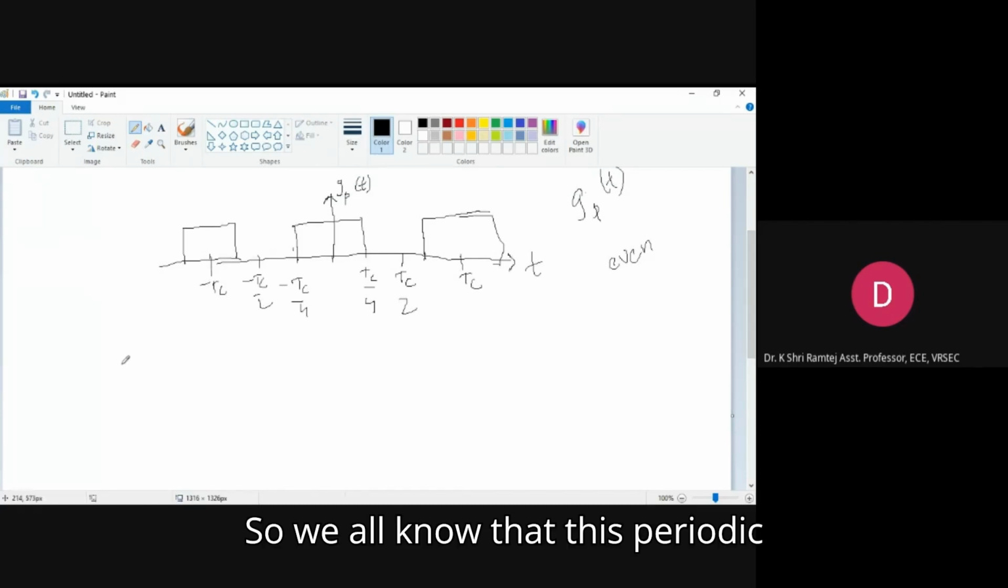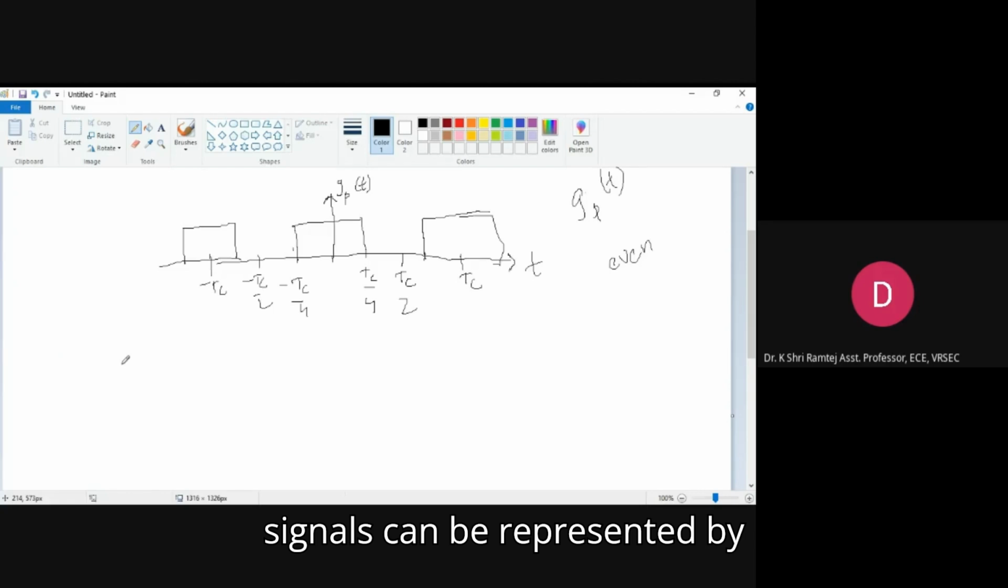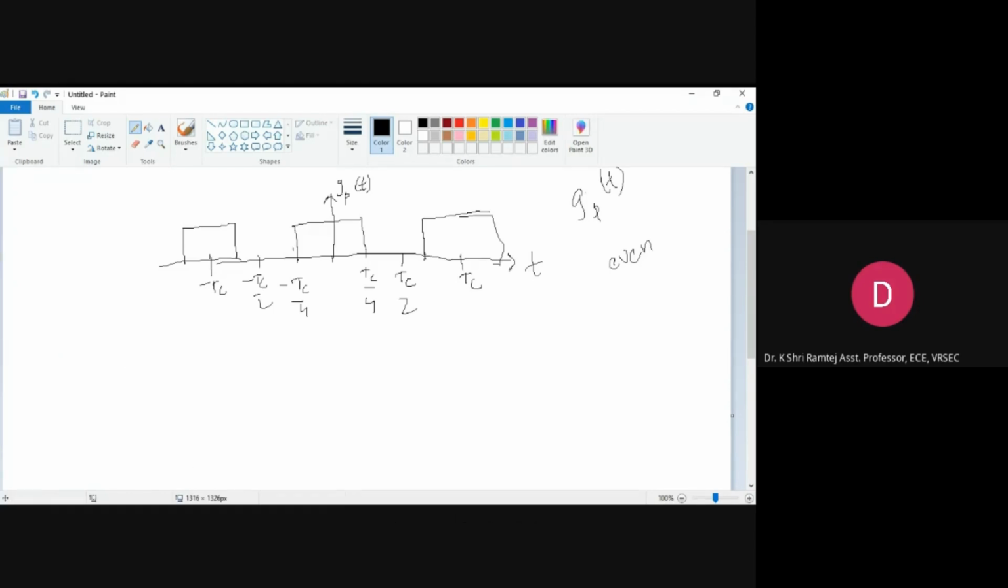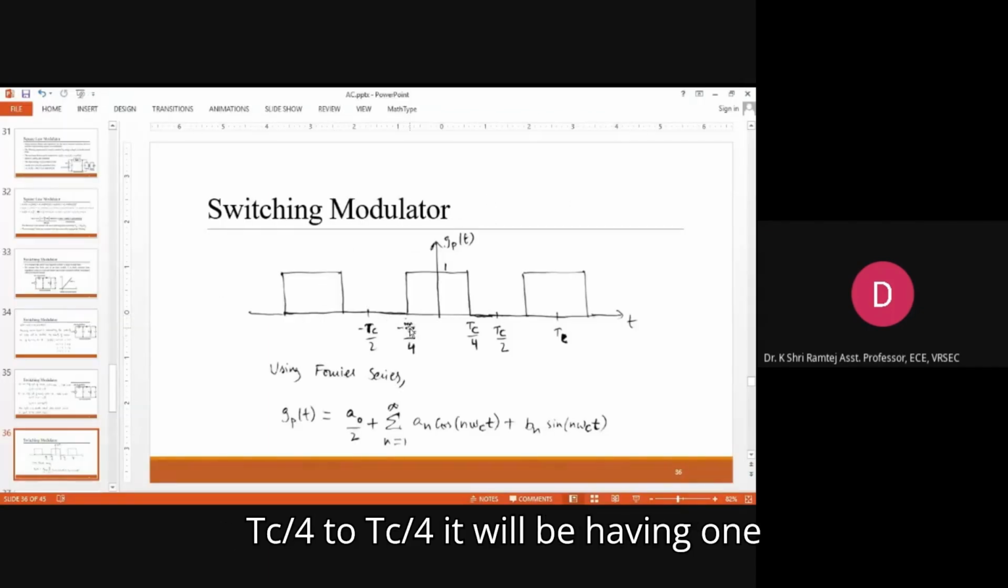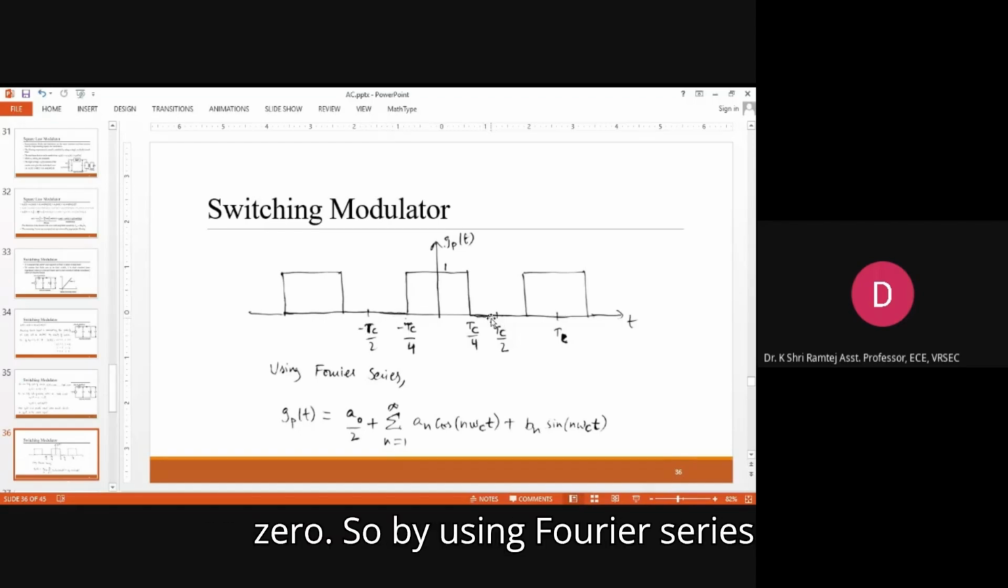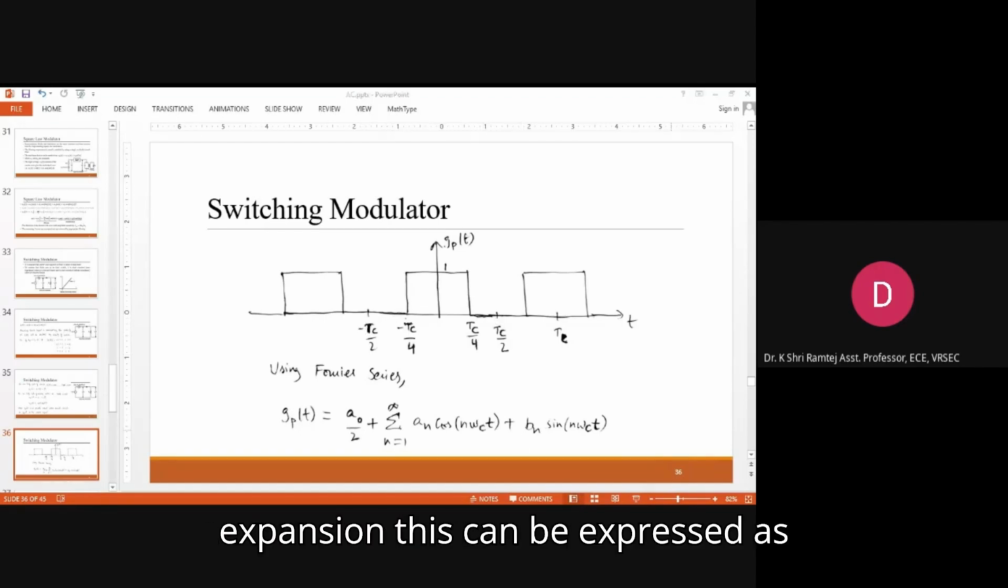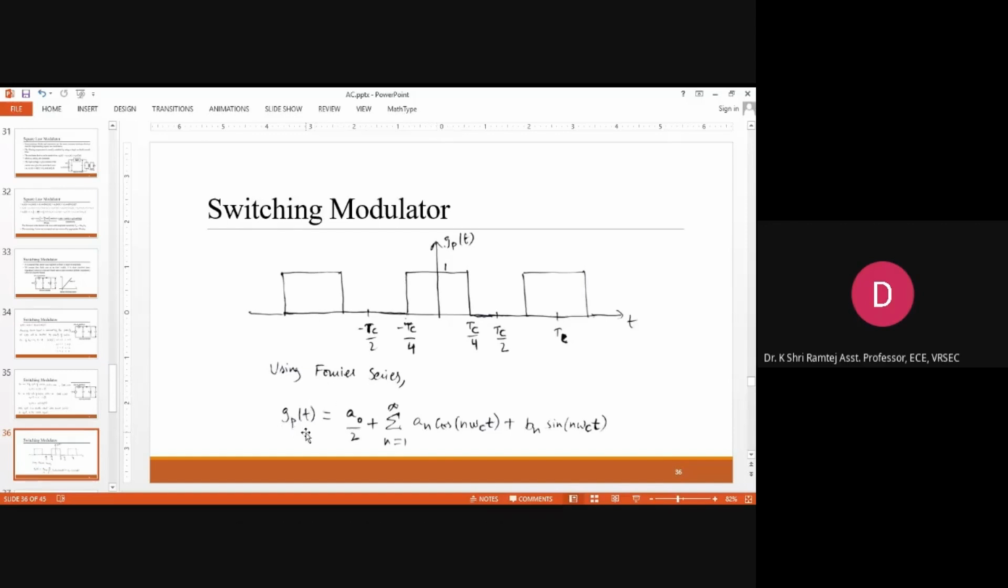So we all know that periodic signals can be represented by using Fourier series. So this is the periodic signal. From minus Tc by 4 to Tc by 4, it will be having 1, and for the remaining values, it will be 0. So by using Fourier series expansion, this can be expressed as a0 by 2 plus sigma n equal to 1 to infinity an cos n omega ct plus bn sin n omega ct.